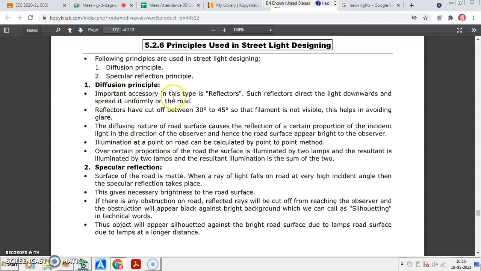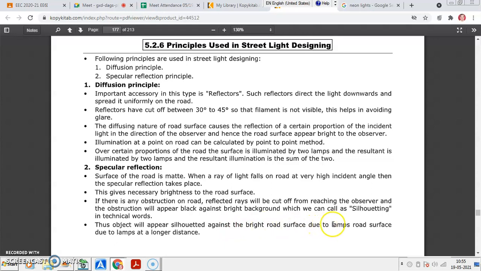So you may have diffusion, meaning partial illumination by one lamp, partial illumination by the other lamp, and there is mixing of illumination, that is diffusion. So you have to measure this illumination by the point method, and you should see that there is no glare developed. Then specular reflection. In specular reflection, the surface of the road is matte.